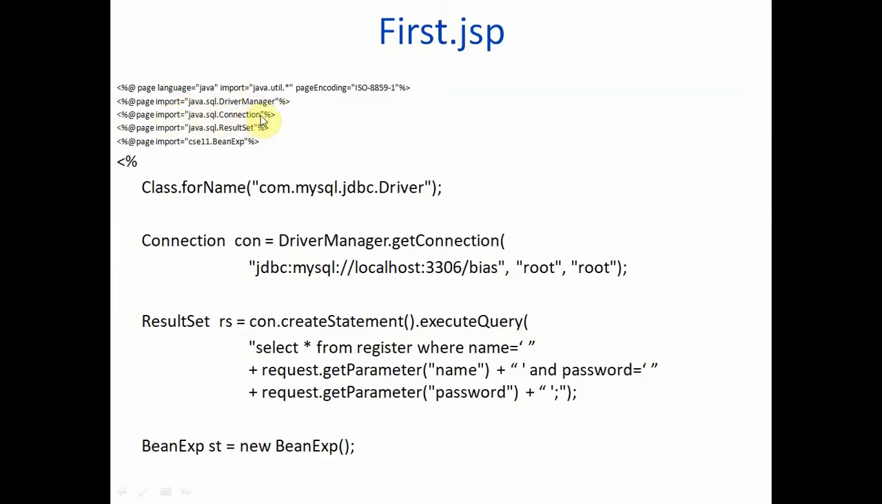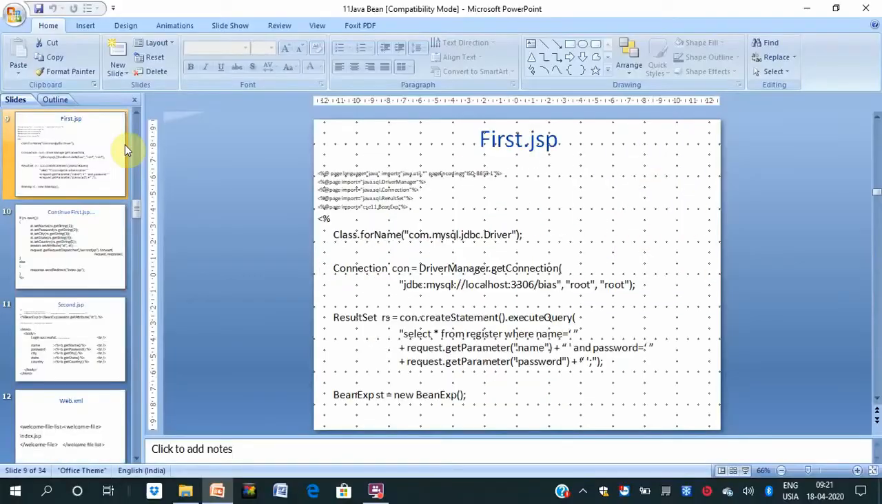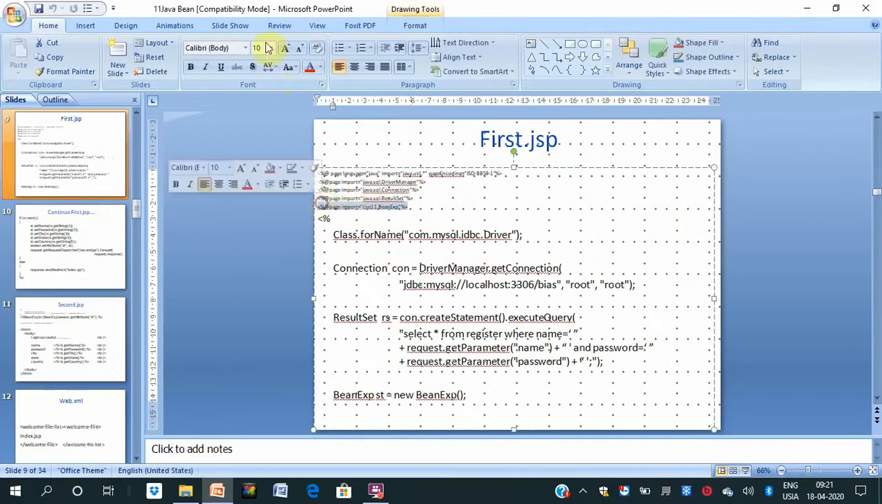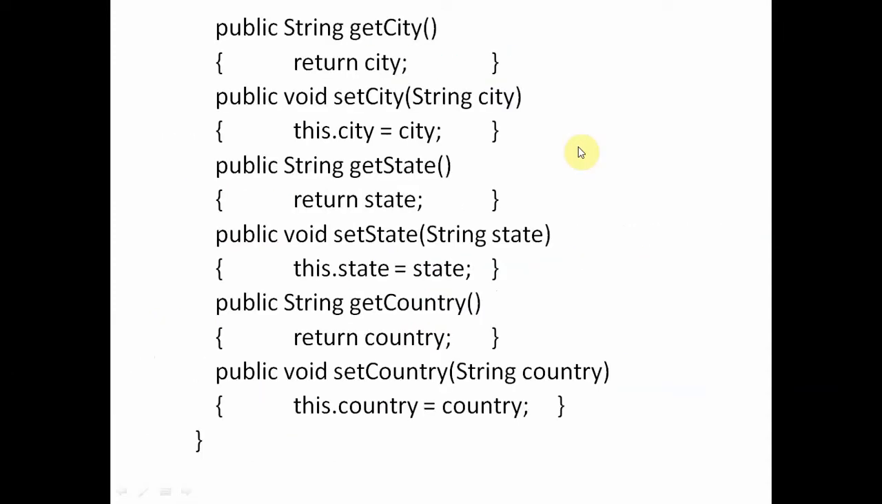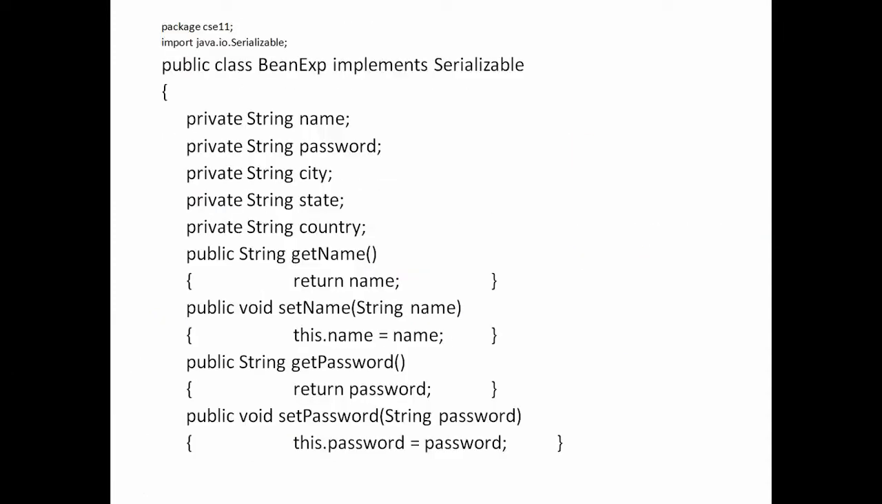For page import we have written java.sql.DriverManager, java.sql.Connection, java.sql.ResultSet and CSE11.BeanExample. You have to notice this line, this is a very important line. I have underlined this line. This is where we are writing the BeanExample class. So page import CSE11.BeanExample. You can see that this BeanExample is inside the package CSE11.